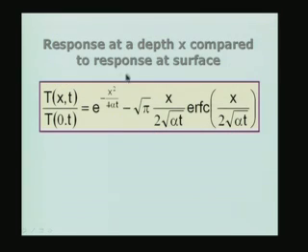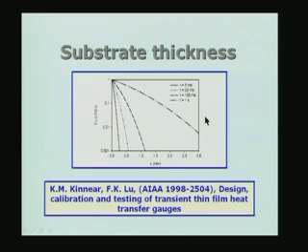And now, if I compare the response at a depth compared to the response at the surface, I just have to take the ratio of the two quantities, and you will see that this is what is going to happen. And why this is important, we will see in a moment. It is useful in determining the substrate thickness. What is the thickness of the substrate required given the properties of the substrate, such that we can assume the substrate to be a semi-infinite solid?